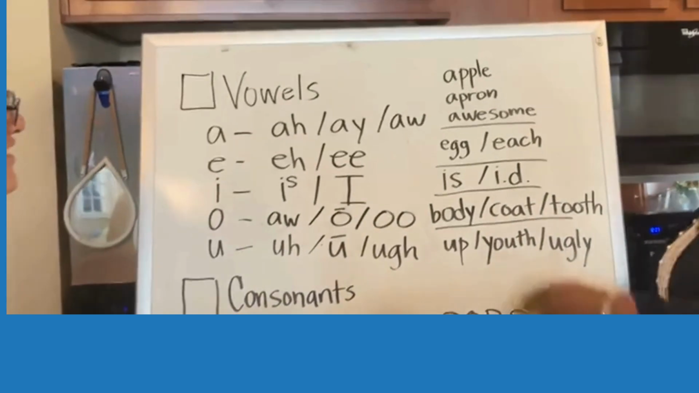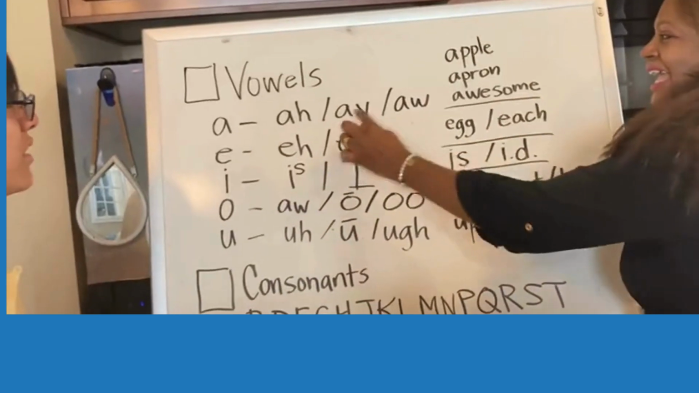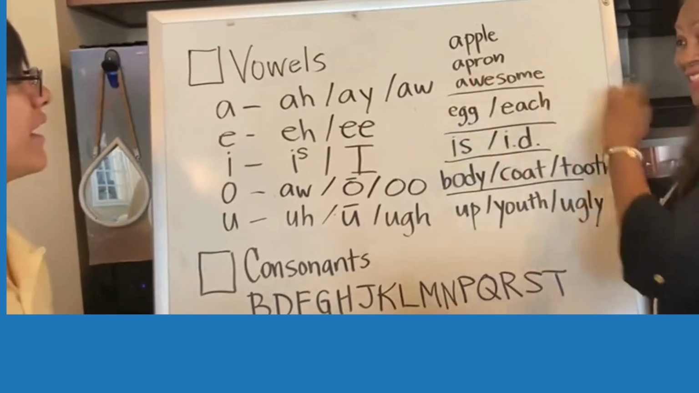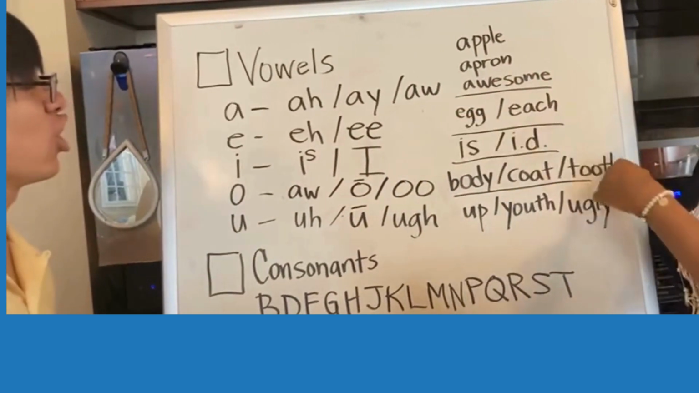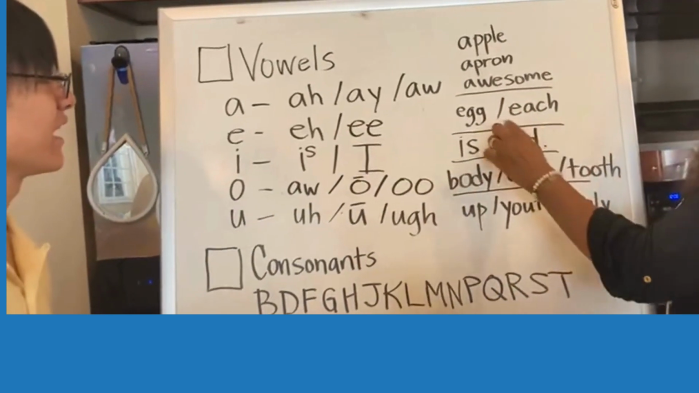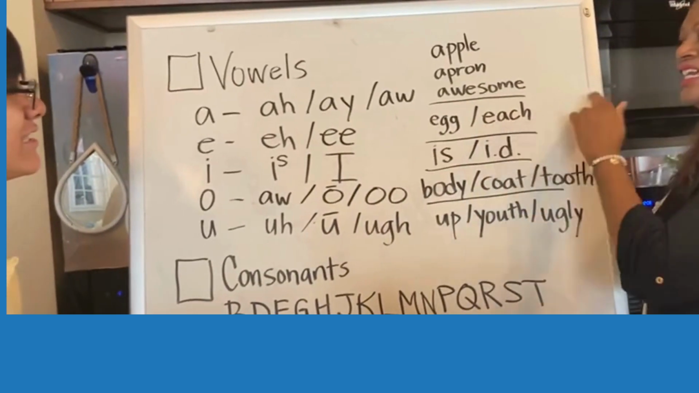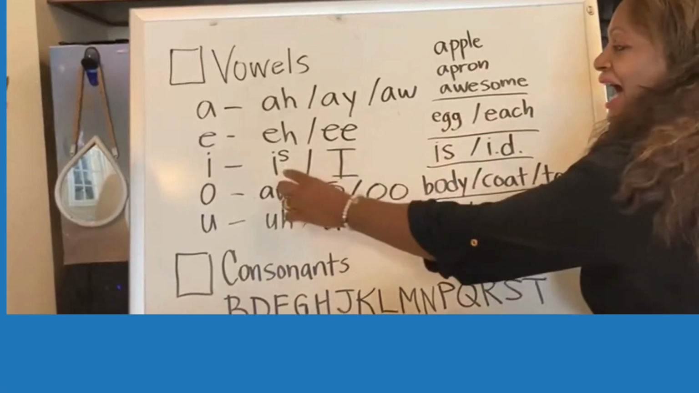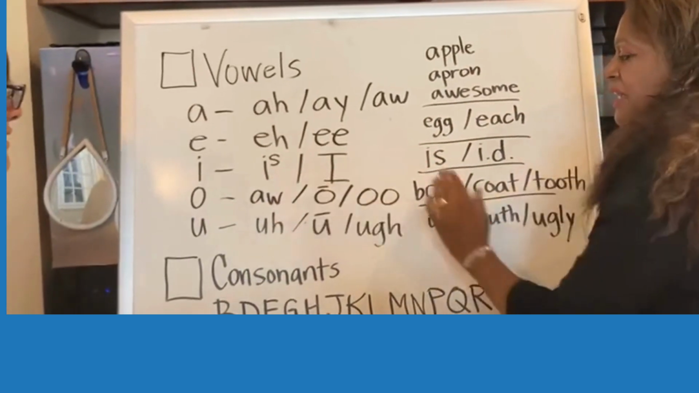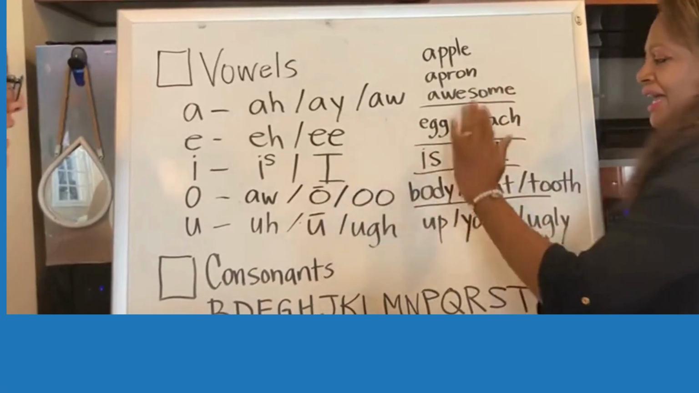Okay, so we got A. Apple. Apron. All. Awesome. E: egg, each. I: now this first one will be it. Is.